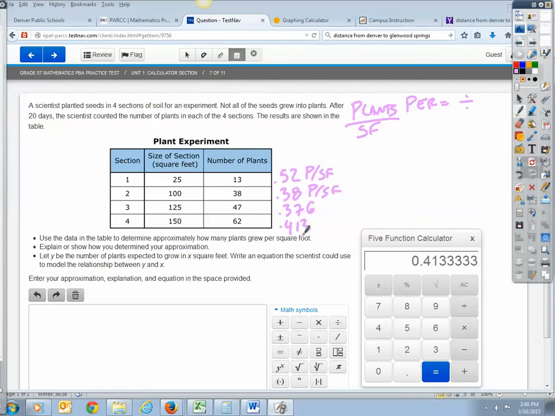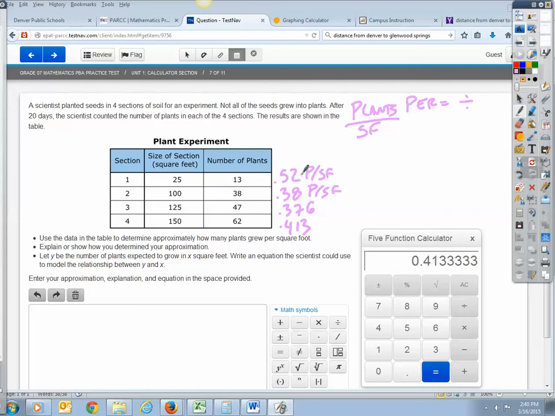And it's asking us to determine, using the chart, approximately how many plants grew per square foot. Now, I need to make a decision here, right? I have four sets of data points, and none of them are the same. We have 3 that are very close, and 1 that's kind of an outlier. So you need to make your best determination. Obviously, you can find the mean, or you can find the mode. It'd probably make a little more sense.